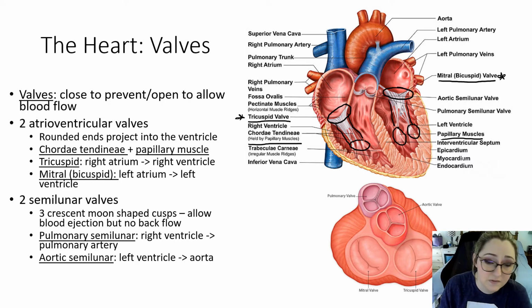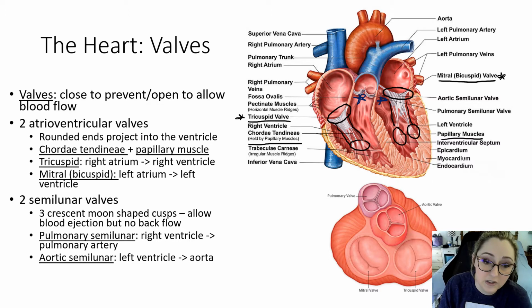The semilunar valves are the valves that are between the ventricles and the main vessels that they are attached to. So for the right ventricle and the pulmonary trunk, that is this one here, the pulmonary semilunar valve. That is a long name, but I do want you to know it. The way that I just made that little circle is going to cover up the other valve I want to show you, so I'll just put a little star here. Remember, that is the pulmonary semilunar valve. And then from the left ventricle to the aorta is the aortic semilunar valve.